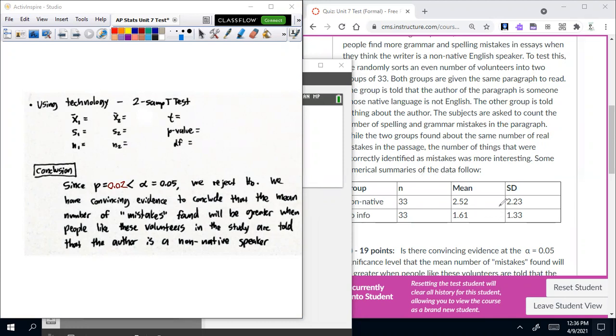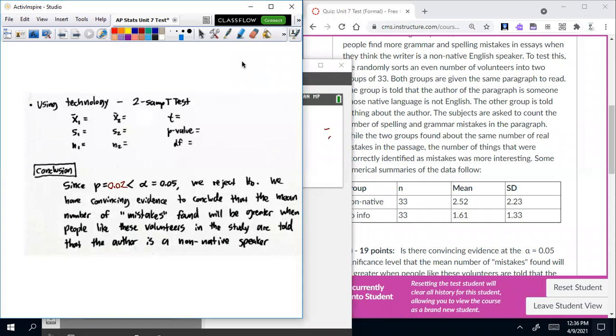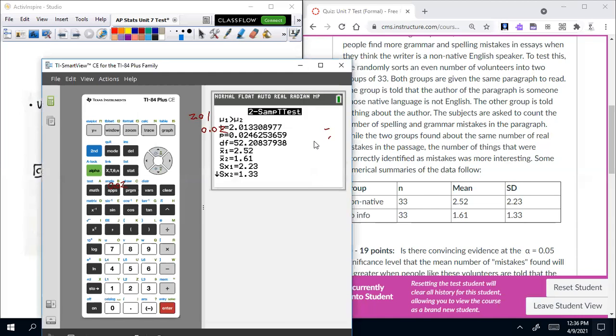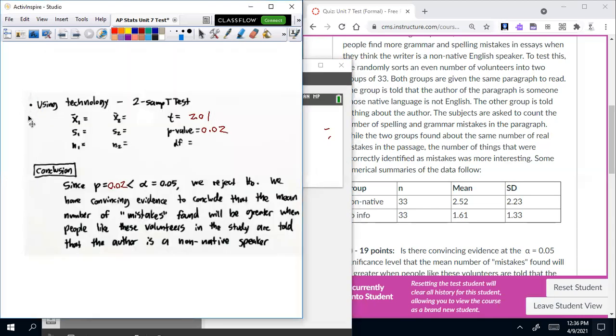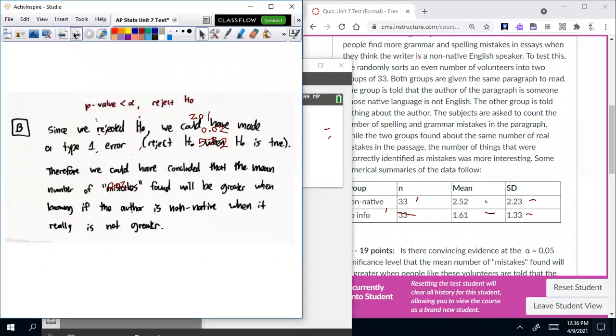So, if I put my t value, list all this information here, and my t was, what was it again? Hold on. 2.01. And 0.02, list my degree of freedom, 52.2. All of that's going to depend on the numbers, right? And then these numbers here will be the numbers that you see over here. But that's going to change my information here because I rejected the null.